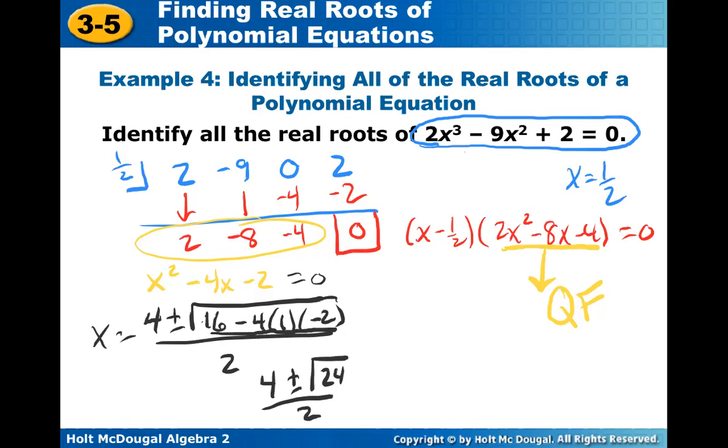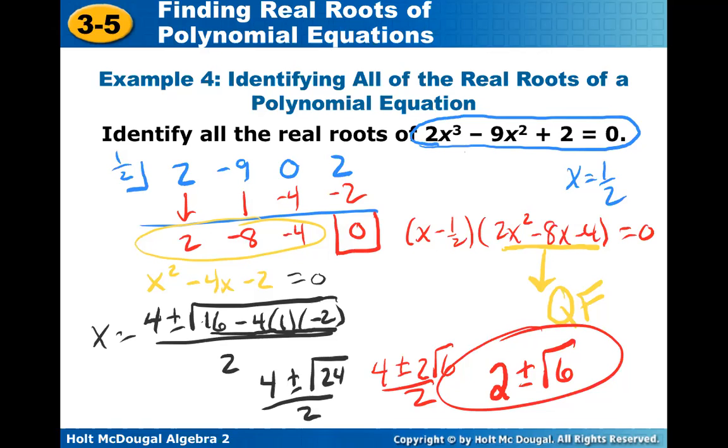Well, now that's going to be 4 plus or minus 2 square root of 6 over 2. 4 is a perfect square factor of 24. 4 times 6 is 24. The square root of 4 is 2. So I think our other roots, if I simplify, will be 2 plus or minus the square root of 6. There's our 2 solutions that we got that are irrational. There's the one that was rational.